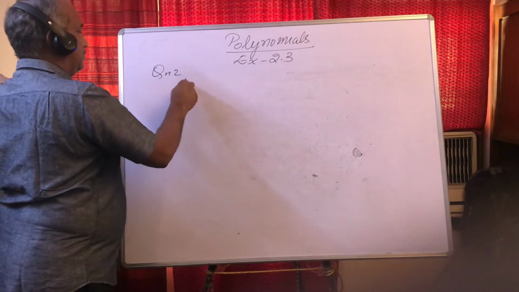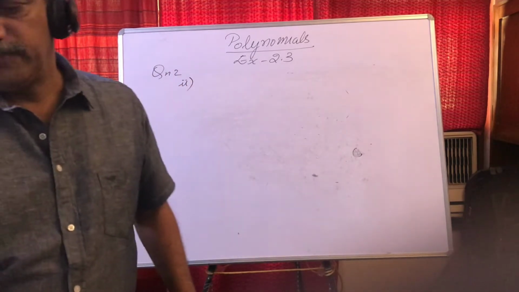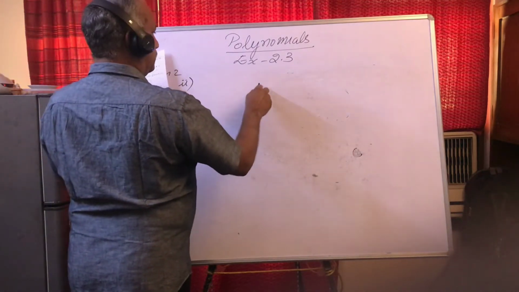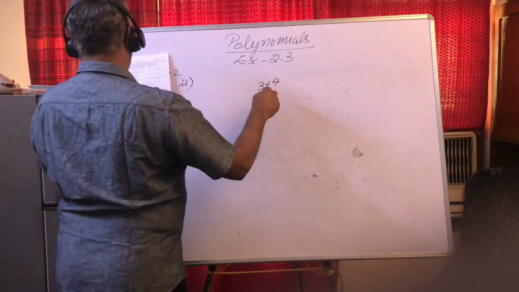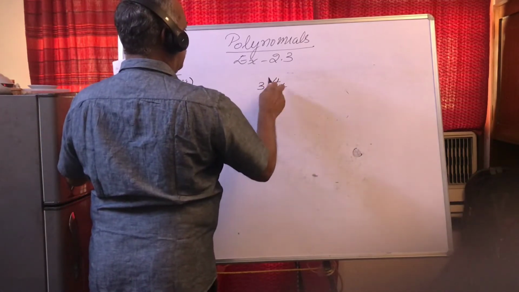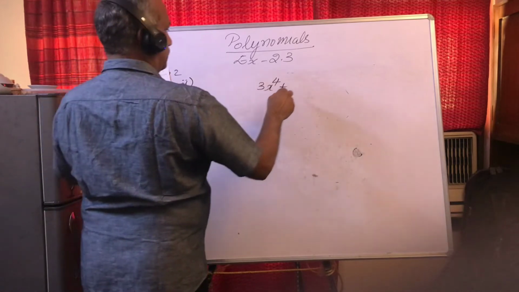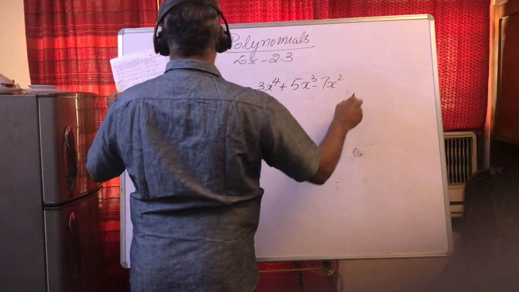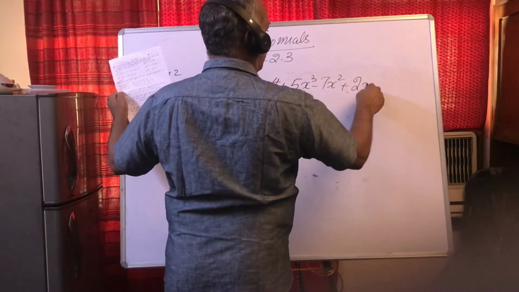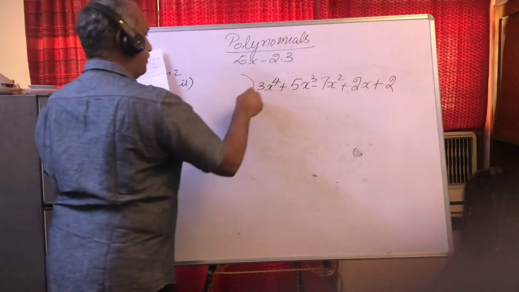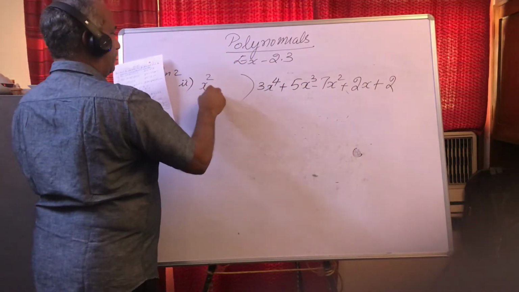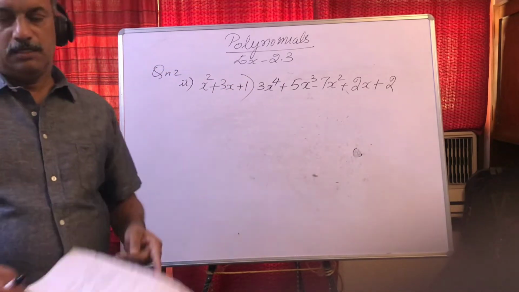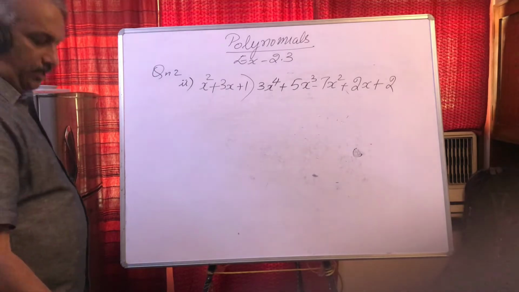Question 2, second part. Again the same: divide and check whether it is a factor or not. It is written 3x raised to 4 plus 3x raised to 3 plus 5x cube minus 7x square plus 2x plus 2, divided by x square plus 3x plus 1. Check whether the first one is a factor of the second or not.